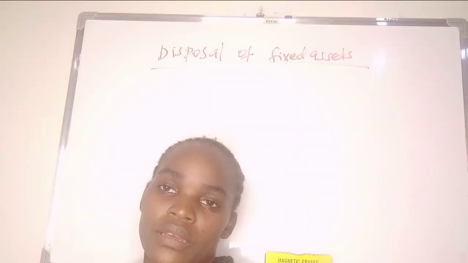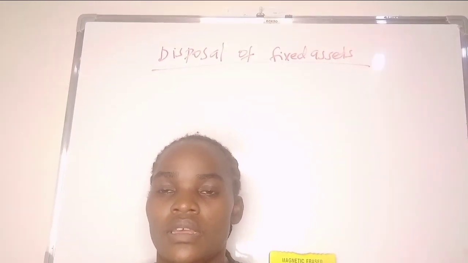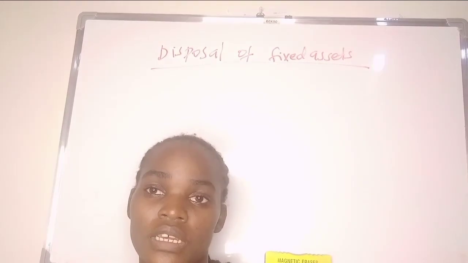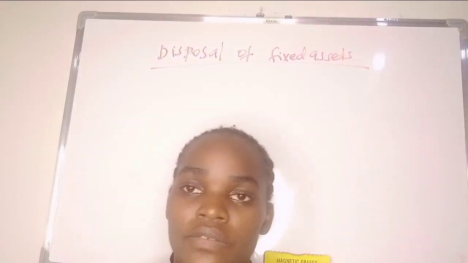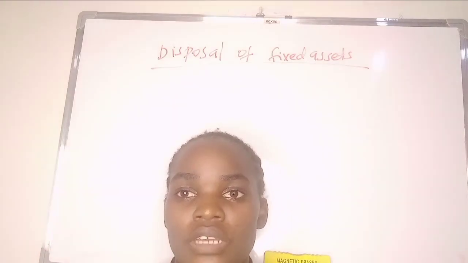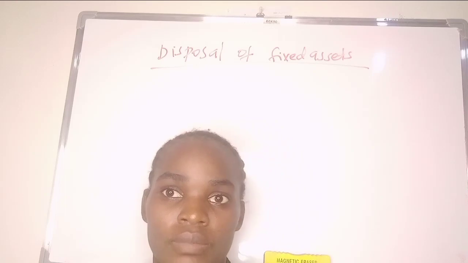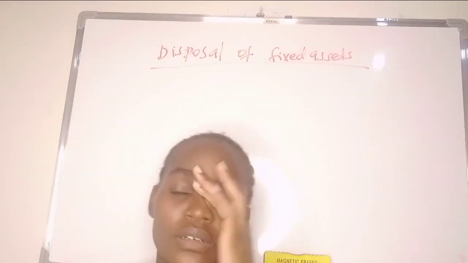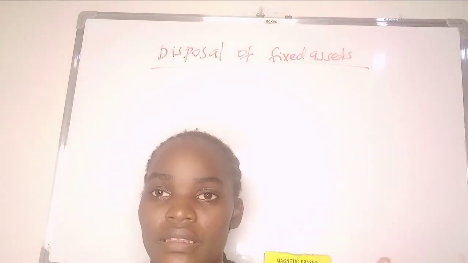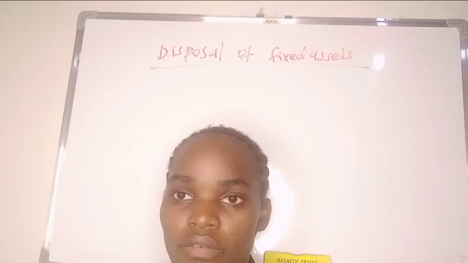First of all, what are the reasons for disposal of fixed assets? There are very many reasons. Maybe it is outdated, it's past its useful life, change in technology, change in the line of production, maybe it's no longer needed, stuff like that. So we are going to look at the accounting entries when it comes to disposal of assets.